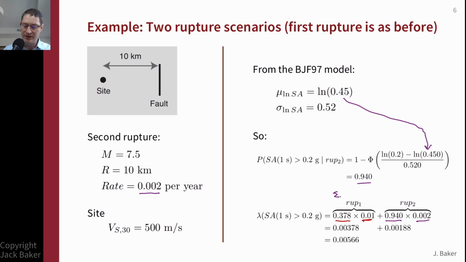All right, we're doing the summation over all the ruptures now, but we've got 2 ruptures, so there are just 2 terms in that summation. We've got the individual products. The 0.00378 is the same as previously. And now we've got an additional 0.00188 from this rupture 2 rate per year of exceeding. So now we've got a total of 0.00566 per year of exceeding this 0.2 g ground motion. Right? So with the additional rupture occurring on occasion, we've got an increased rate of exceeding 0.2 g.